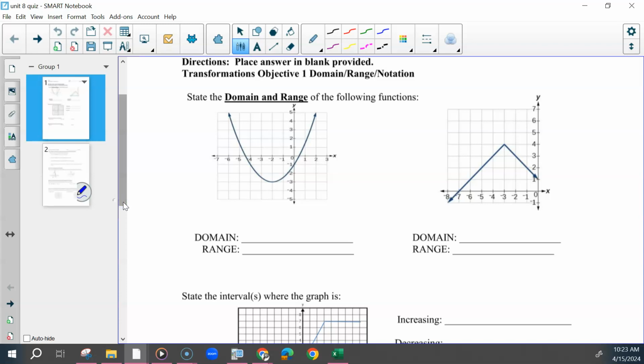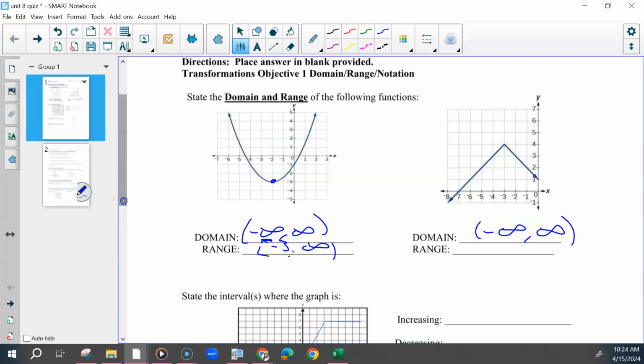So the domain for both of these was the same: negative infinity to positive infinity. The range for this first one starts at -3, should be a square bracket, and goes to infinity. How do you know what to use? It's included. It's a filled in dot. Yes, that means it's closed. If you saw an open circle, then you would use parentheses.